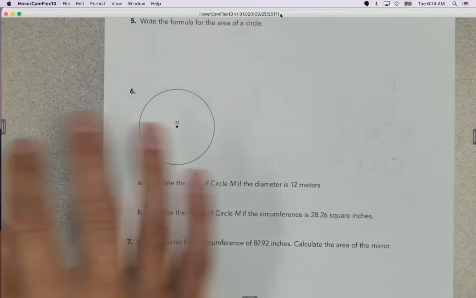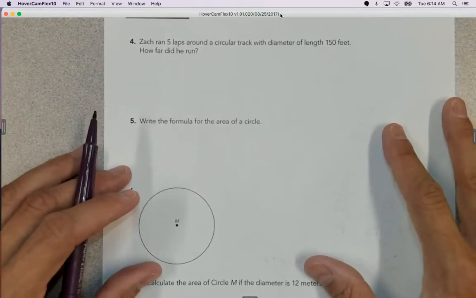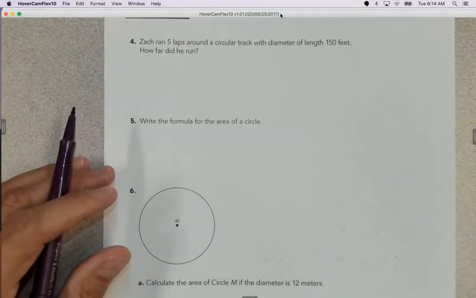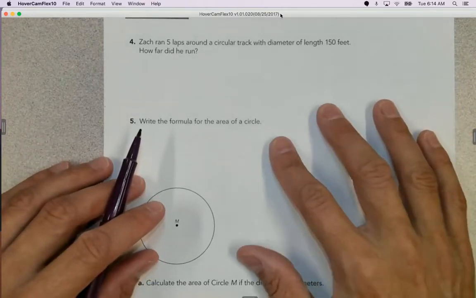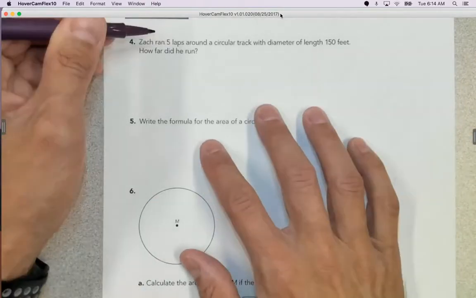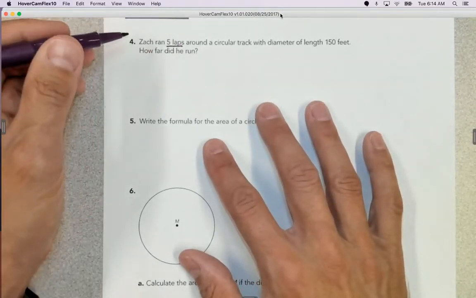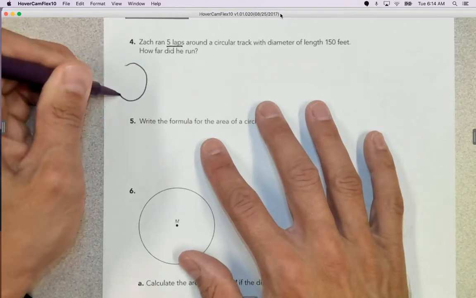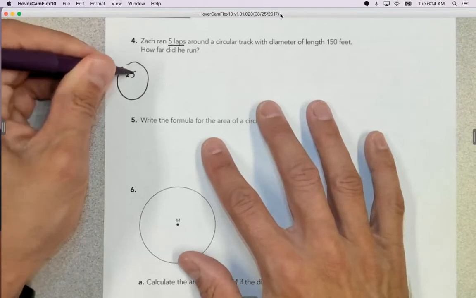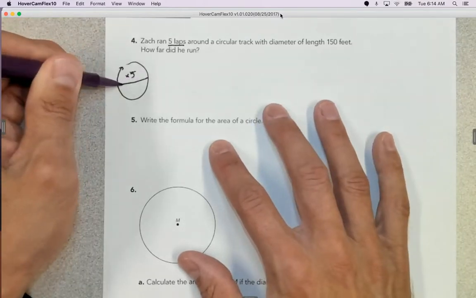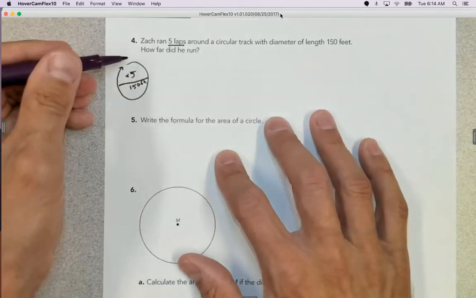All right, continuing with this. Zach ran 5 laps around a circular track with a diameter of length 150 feet. How far did he run? Okay, so there's a 2-step problem here. There's 5 laps around the circular track, so he's going around it. So it's asking for circumference, but it was times 5. Then they told me the diameter is 150 feet. All right, so first I have to use 150 feet to find the circumference.